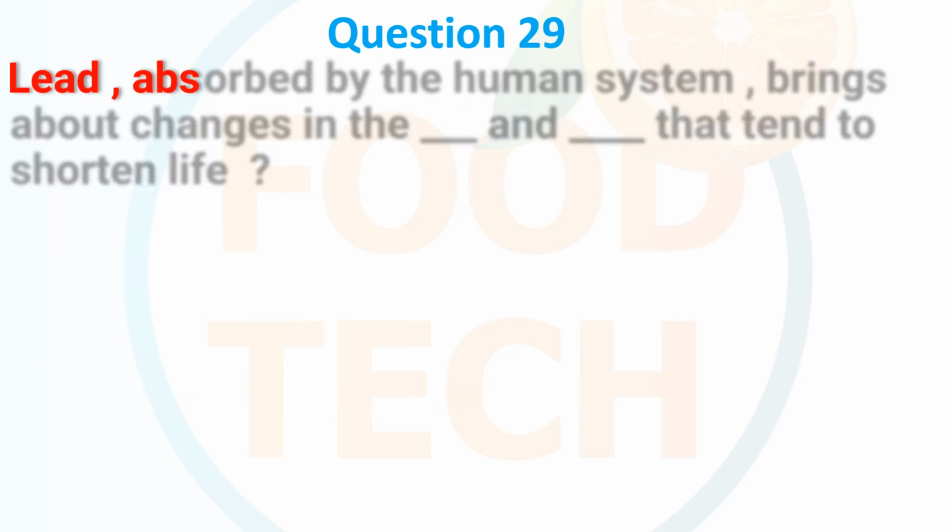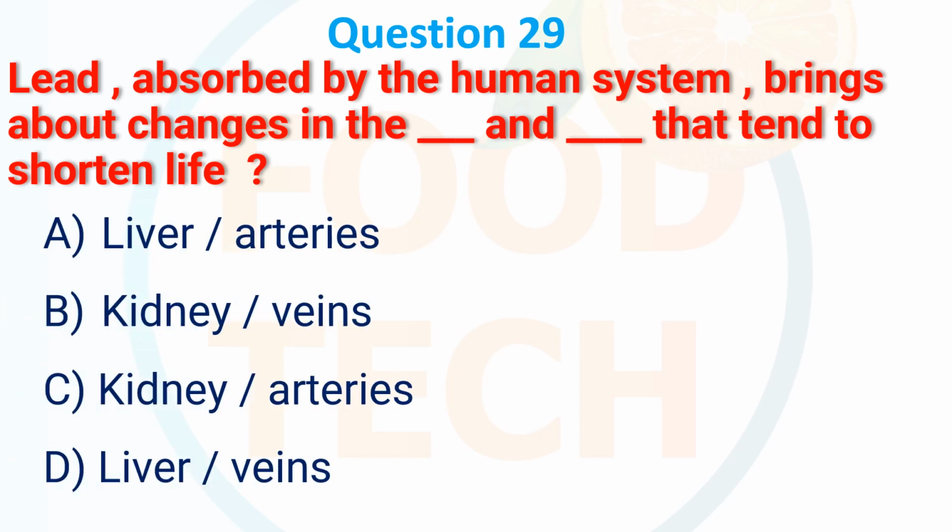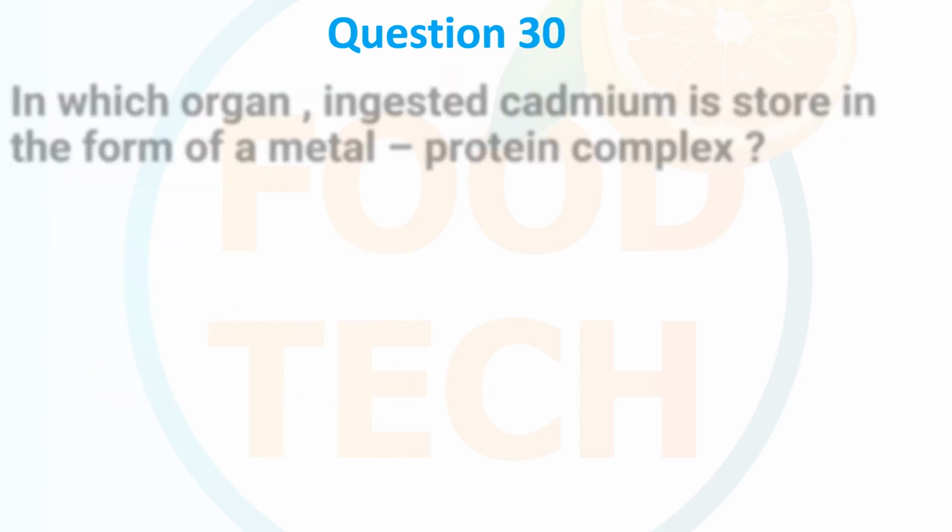Lathyrism. Lead absorbed by the human system brings about changes in the dash and dash, which tends to shorten life. A. Liver arteries. B. Kidney veins. C. Kidney arteries. D. Liver veins. The answer is C. Kidney arteries.